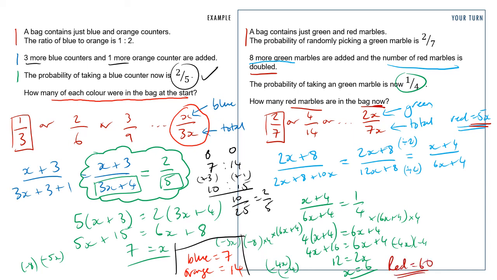Now we could just leave it there, but it's worth taking a moment just to check through and see if our numbers make sense. So we started off with 2x green. Now if x is 6, that's 12 green we think to start off with, and 5x, so 30 red to start off with. We added 8 more green. We doubled the number of red. And the probability of green from these would be 20 over 80 in total, which does simplify to a quarter. So we've checked that makes sense and that simplifies.